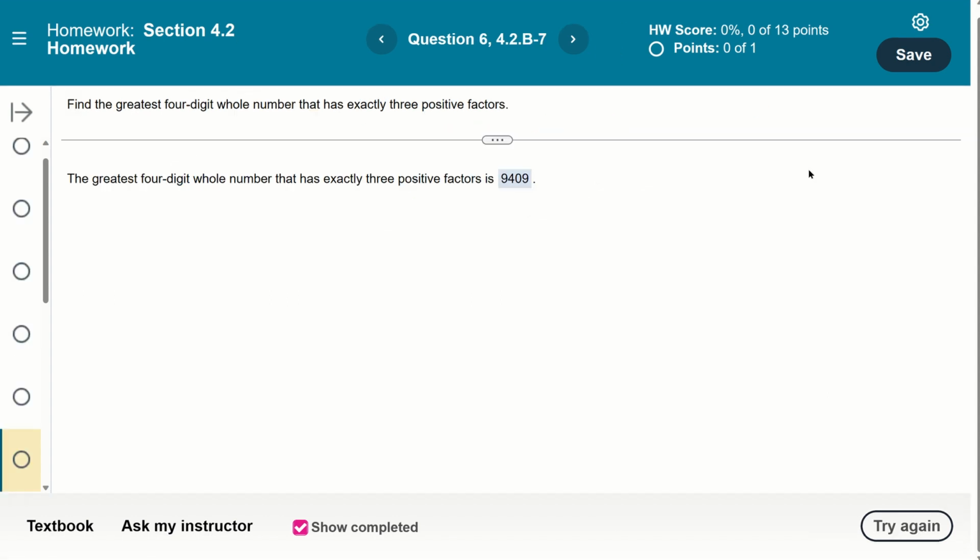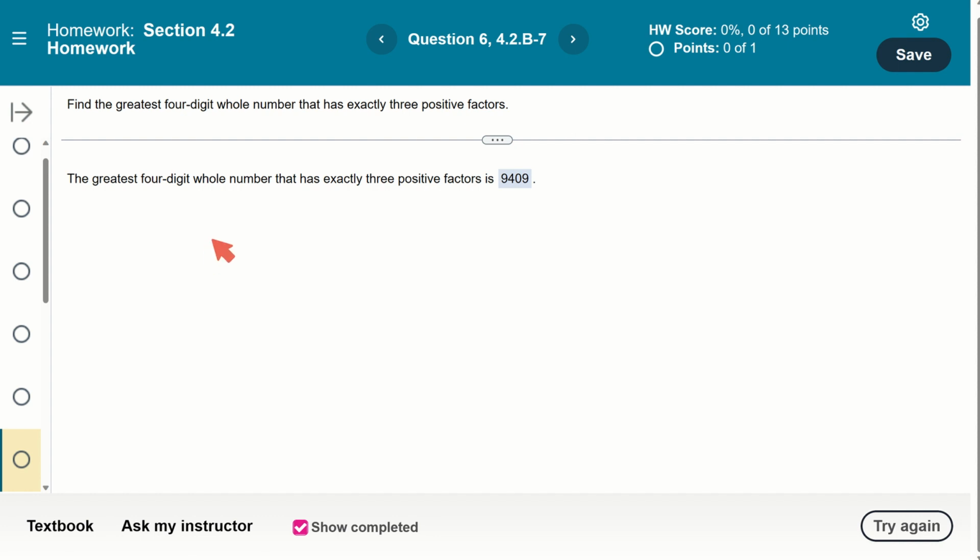All right, here's a clever little problem. Find the greatest 4-digit whole number that has exactly 3 positive factors. So if you think about it, the numbers that have exactly 3 factors have to have a very special form. Think for a minute what that form would have to be. How about the square of a prime?